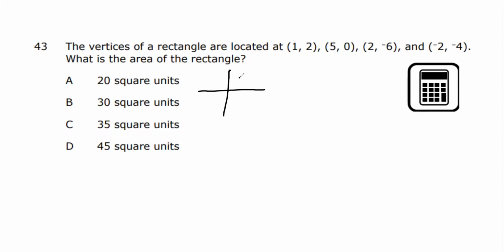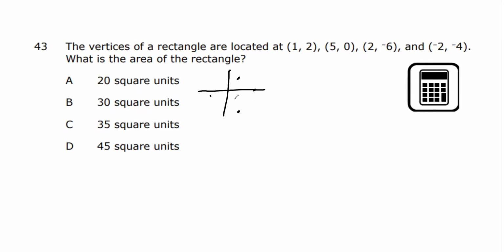You get 1, 2 there. You get 5, 0 here. You get 2, -6, something like that. And then the other point you want to plot, you get -2, -4, which is going to be somewhere like this. So you've got this rectangle that's this weird shape.